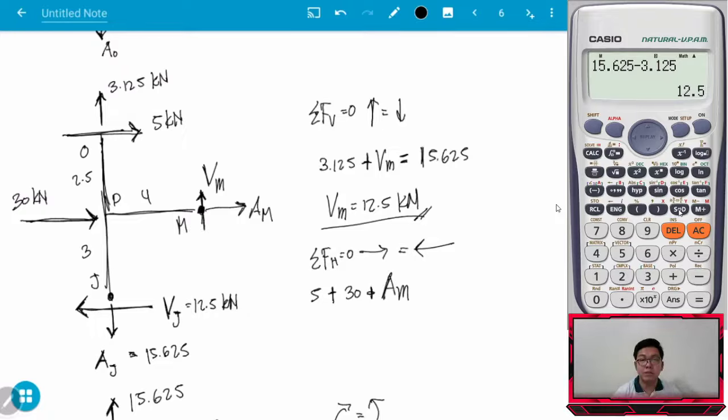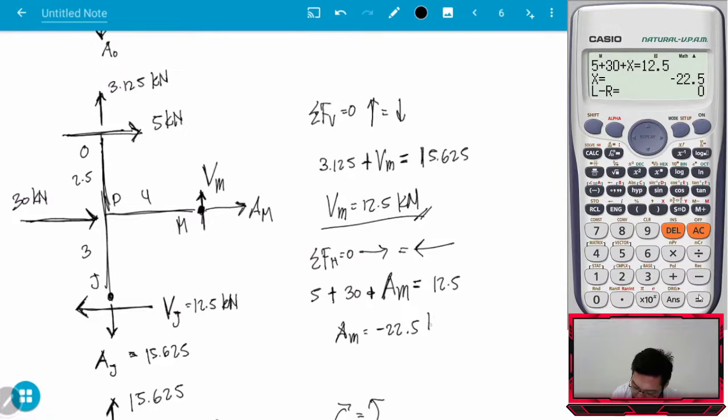By the way, guys, A stands for axial, ha? AM, and then yung last is, I think wala nang to the right, no? So, equal na lang sa to the left. Which is, ang to the left natin is actually VJ na 12.5. Okay? So, you can actually now solve your AM. Ano yung AM natin dito? 5 plus 30 plus X, that must be equal to 12.5. Okay? So, negative 22.5. Negative 22.5 kilonewton.